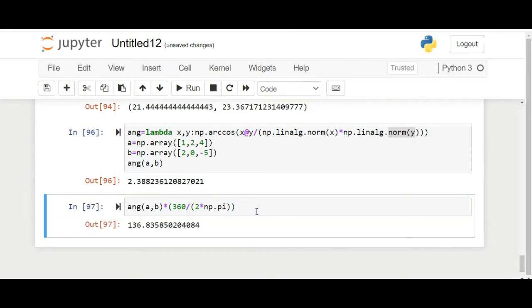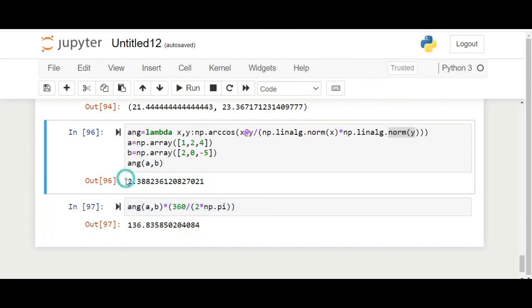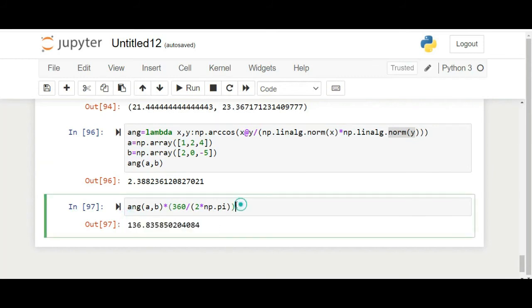So yes, this is the angle. Now this angle is in degree, not in radian. Of course the first angle was in radian, and this angle after multiplying with this is in degree. So 136.8358, just like this is in degree, not in radian.